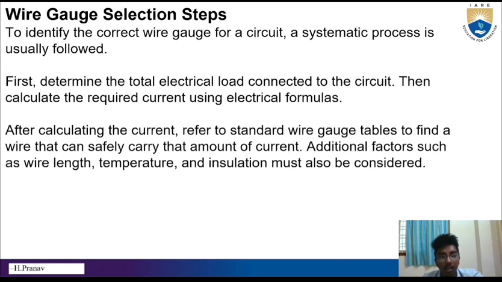So, the wire gauge selection steps: to identify the correct wire gauge for a circuit, a systematic process is usually followed. First, determine the total electrical load connected to the circuit. Then calculate the required current using electrical formulas. After calculating the current, refer to the standard wire gauge tables to find a wire that can safely carry that amount of current. Additional factors such as wire length, temperature, and insulation must also be considered.